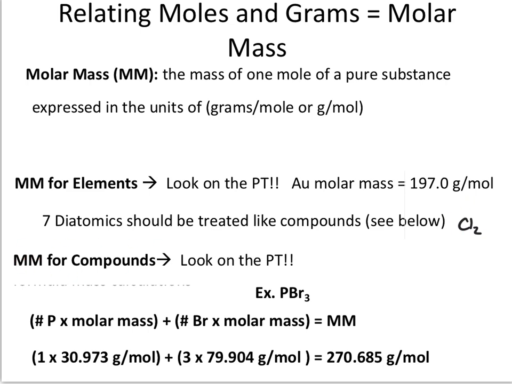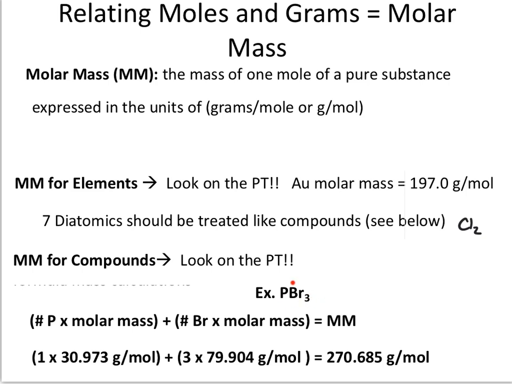So, molar mass of compounds. Again, we're going to look at the periodic table, and we're going to follow the rules that we see below. We are going to look at our compound. We're going to look at the types of atoms that we have and the relative numbers in the compound. In this case, phosphorus, there's only 1 of them in this compound, and there are 3 bromines.